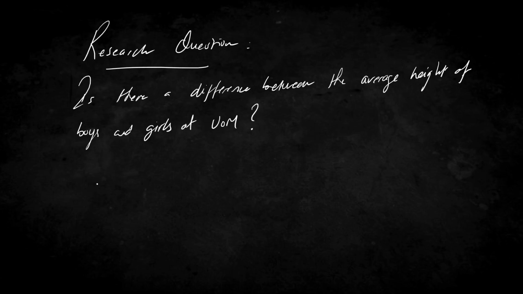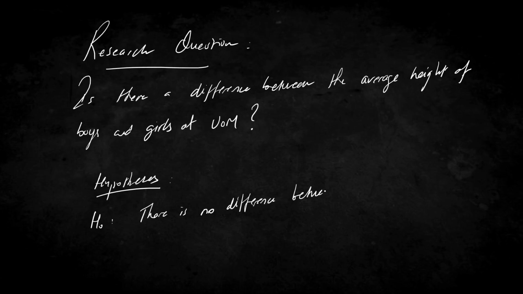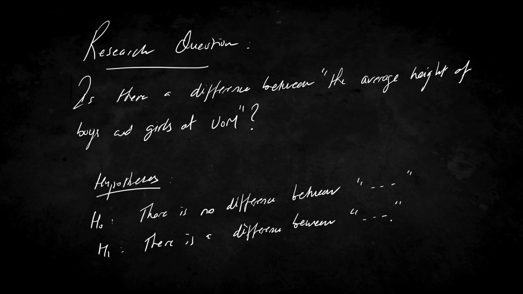So what's going to be our hypothesis? H0 would be there is no difference between the average height of boys and girls at UM. Let's write it this way here. And H1 will be there is a difference between the average height of boys and girls at UM.